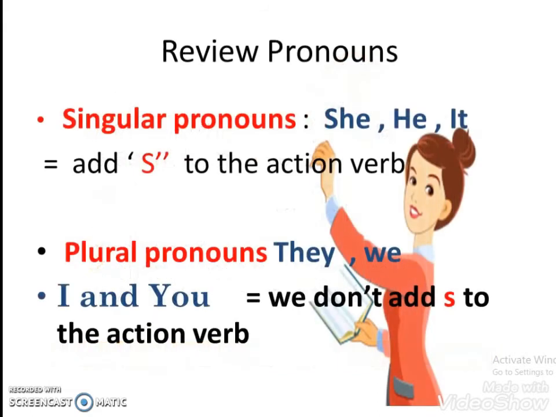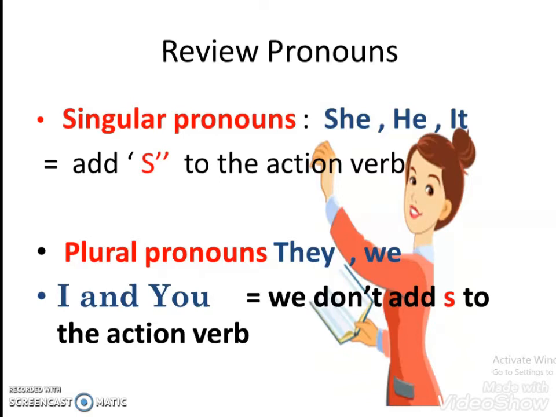Now let's make a quick revision for the pronouns. We said that we have singular pronouns and plural pronouns. For singular pronouns, we said we add an s. Okay, what are the singular pronouns? Singular pronouns are she, he, it. We use she for girl, he for boy, and it for an animal. We can replace a noun with a singular pronoun like she, he, and it.